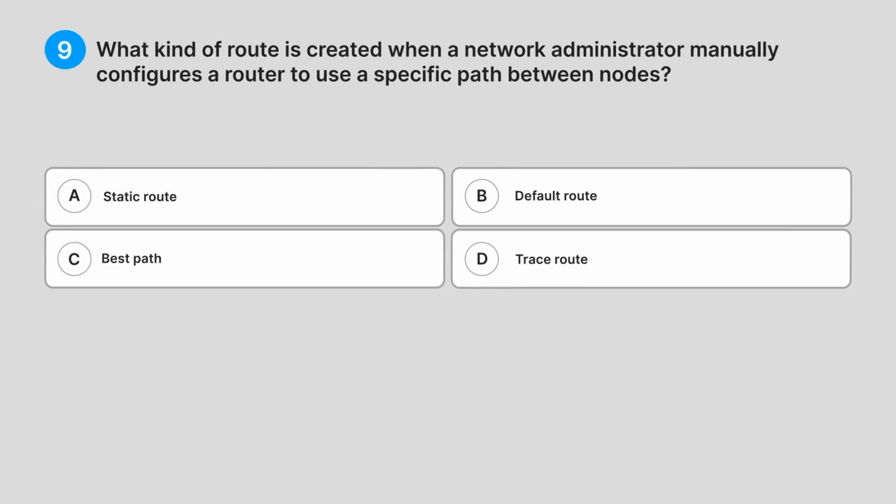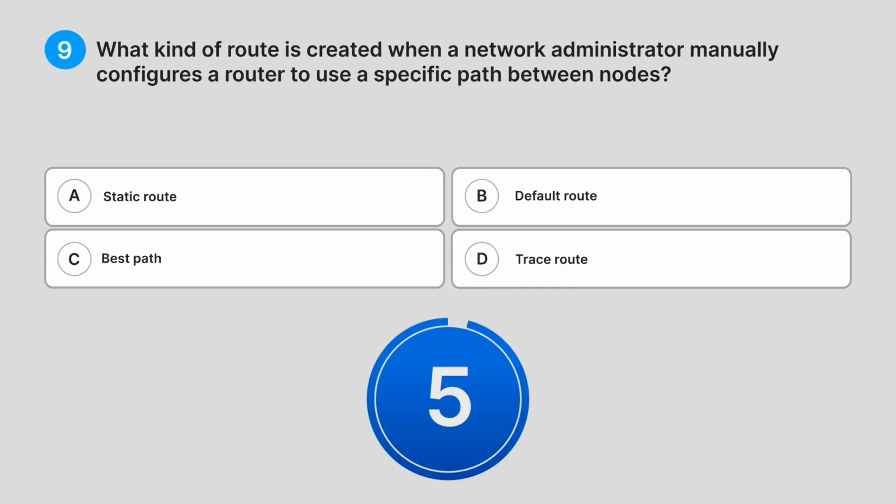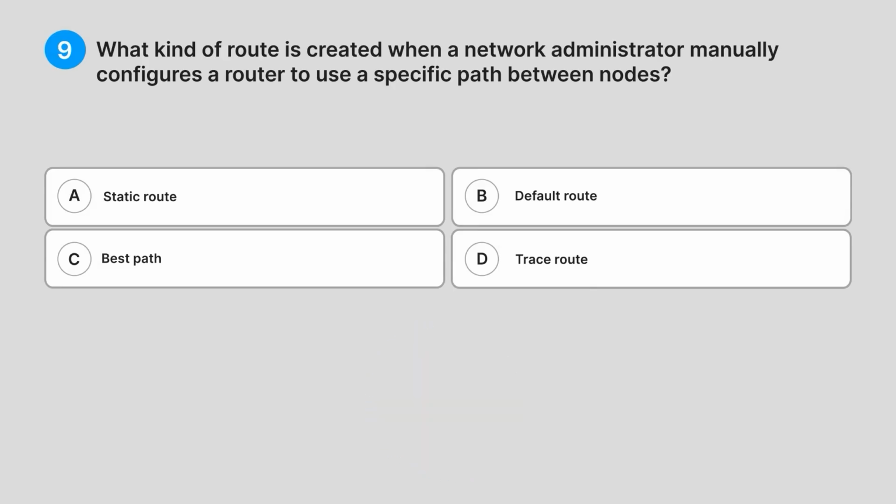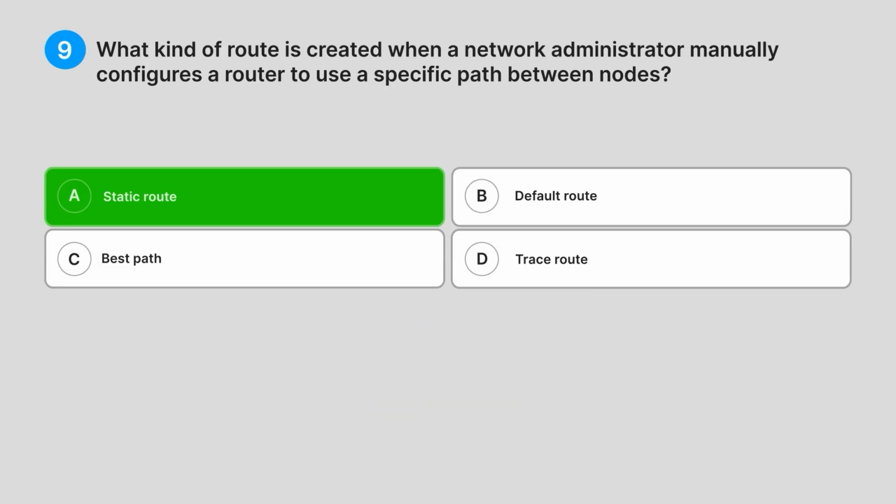9. What kind of route is created when a network administrator manually configures a router to use a specific path between nodes? A. Static route. B. Default route. C. Best path. D. Trace route. What do you think is the answer? Correct answer. A. Static route.